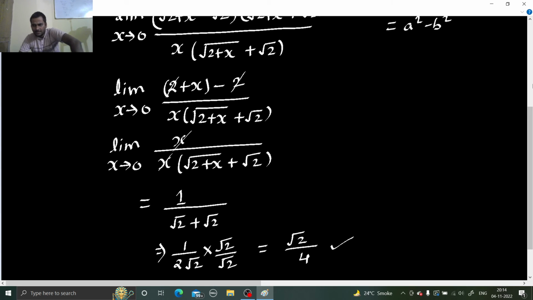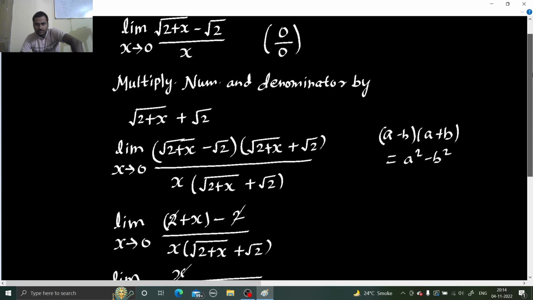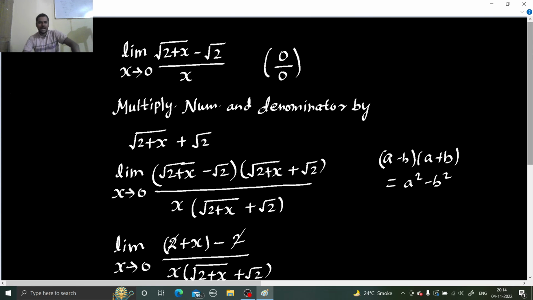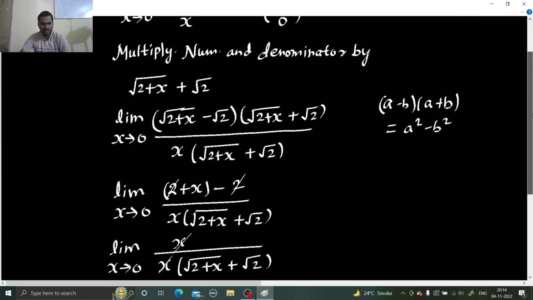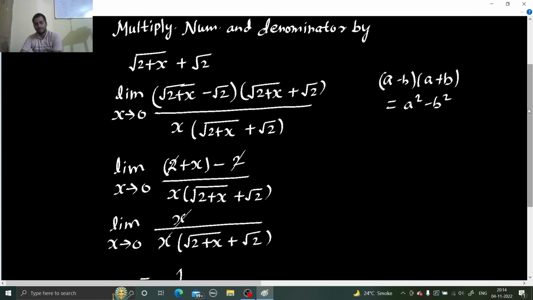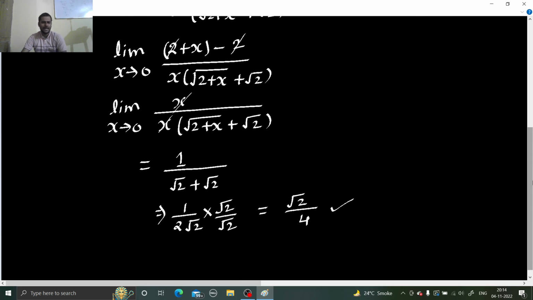I don't think anything complex was there in this problem, just the basic idea of rationalization, in which we multiply numerator and denominator by the conjugate. When I did that, the problematic portion, which was x, which was making 0 in the numerator and denominator, got removed, and then I can easily put the value of x as 0.